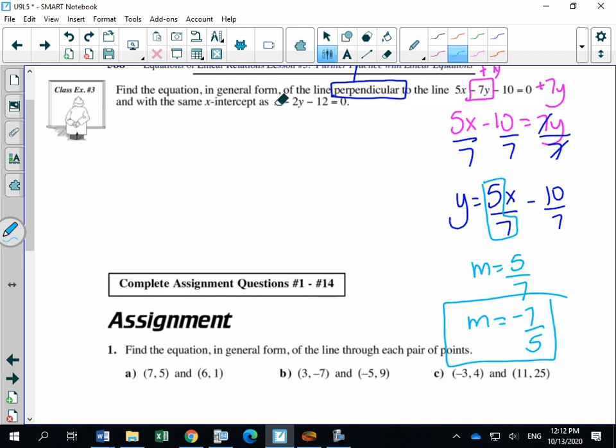Oh, the same x-intercept as this guy. Okay, if you're given an equation, how do we figure out what the x-intercept is? What do we let equal 0? That's right. If they want an x-intercept, you say, okay, I'm going to let y equal to 0. That's how you figure out an x-intercept. You always let the other letter equal 0.